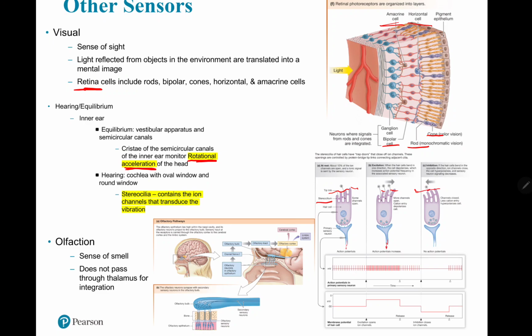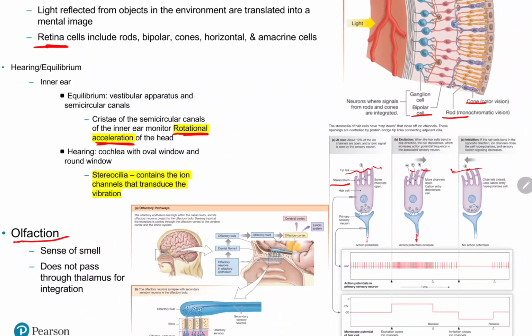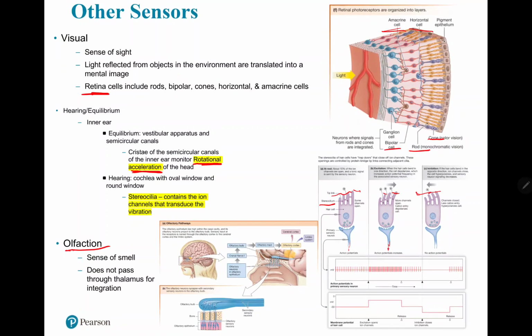And then one of the other senses we have is olfaction, the sense of smell. One of the key things about olfaction is that it does not pass through the thalamus to get integrated. For example, the visual centers are in the occipital lobe at the back, and visual neurons have to go past the thalamus. However, olfaction does not pass through the thalamus for integration.